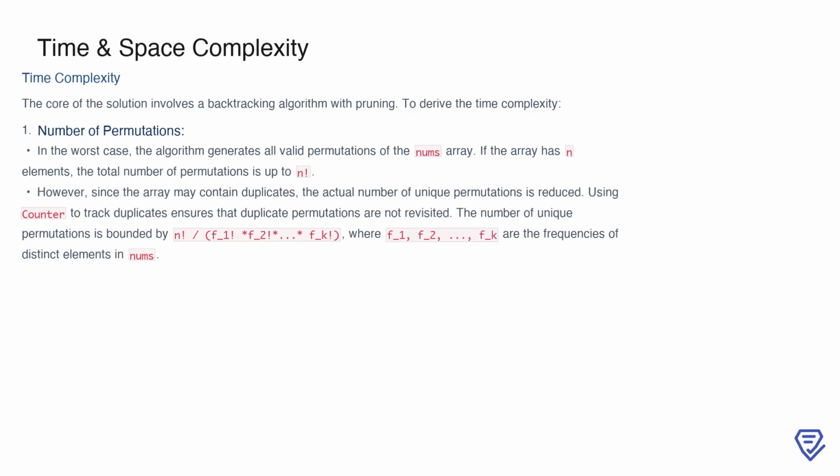/f_1! * f_2! * ... * f_k!, where f_1, f_2, f_k represent the frequencies of distinct elements in the array. This pruning mechanism plays a crucial role in keeping the computational workload manageable, even when duplicates exist in the input.